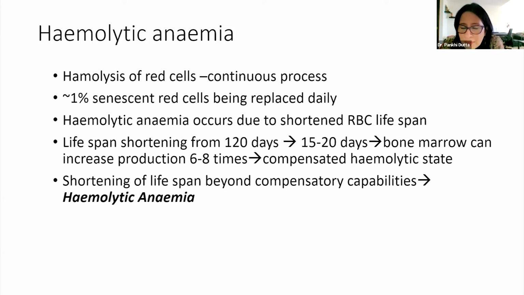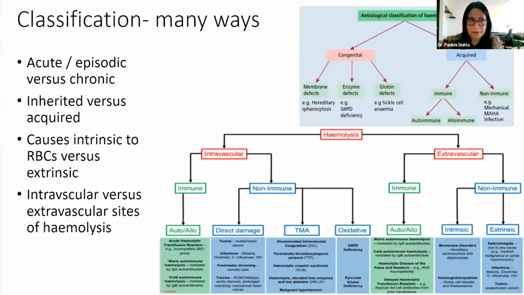So hemolytic anemia basically is the anemia that occurs because of shortening of lifespan of RBCs beyond the bone marrow's compensatory capabilities. So basically, hemolytic anemia occurs because of red cell lifespan shortening. This is a concept that must be clear. This term should be clear for everyone. Hemolytic anemias can be classified in many ways. There are many, many long classifications. Textbooks have even longer ones. You can take any classification you like.